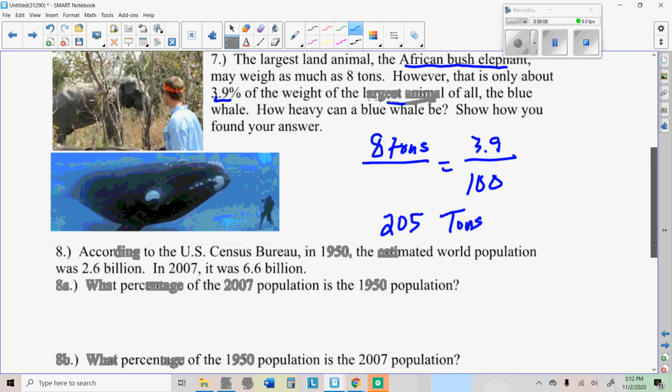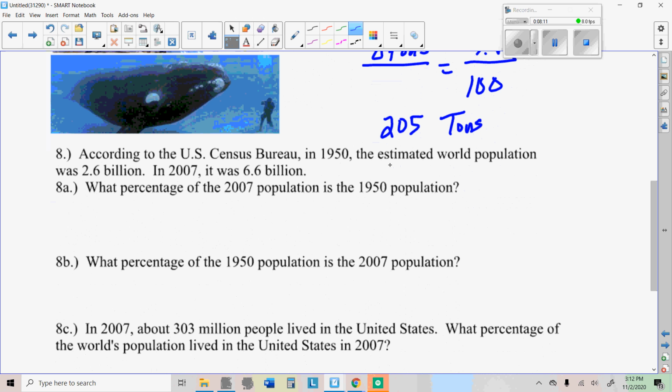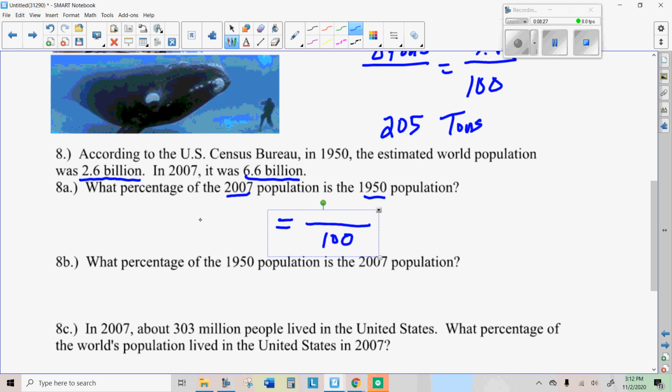Okay, according to the U.S. Census Bureau in 1950, the estimated world population was 2.6 billion. I like to underline my numbers. In 2007, it was 6.6. What percent of the 2007 population is the 1950 population? So we're looking for a percent here. And the whole, since it's out of the 2007, the whole is going to be the 2007 population, which is 6.6 billion.